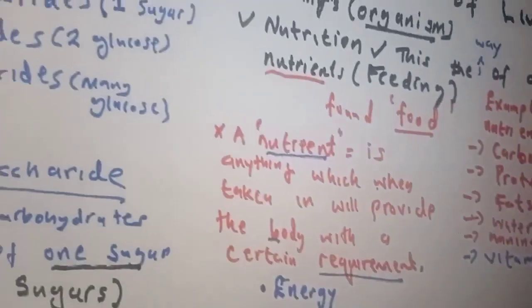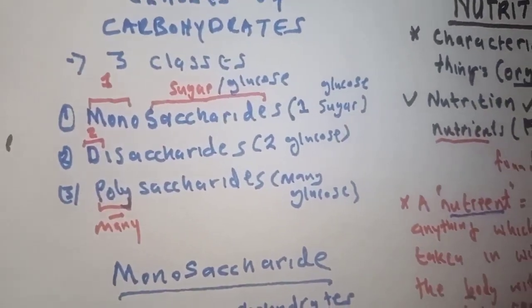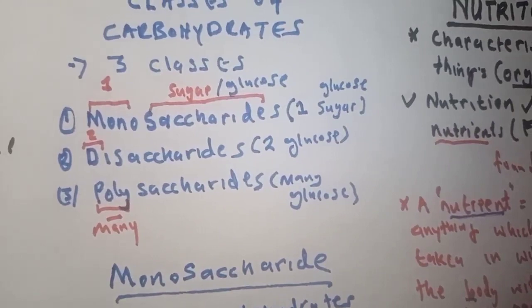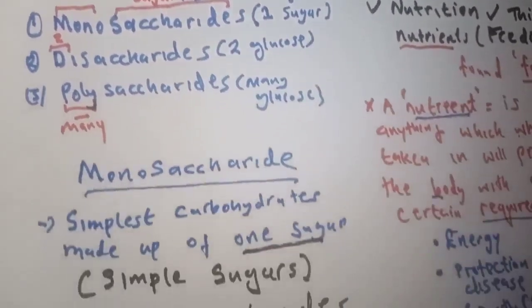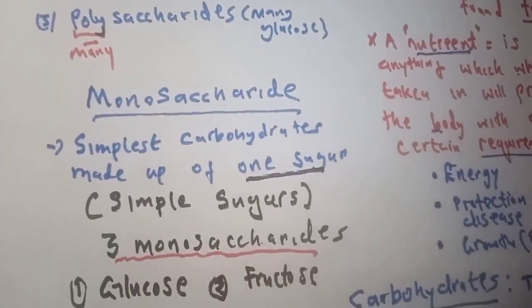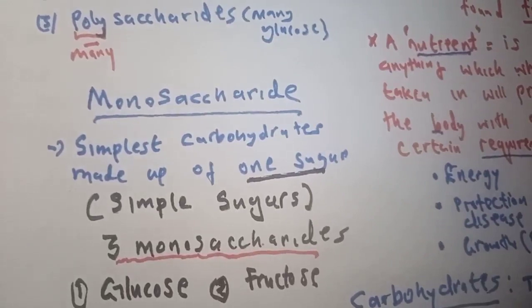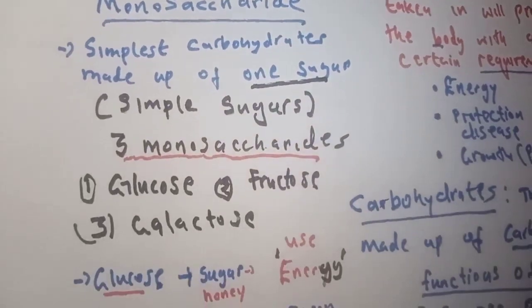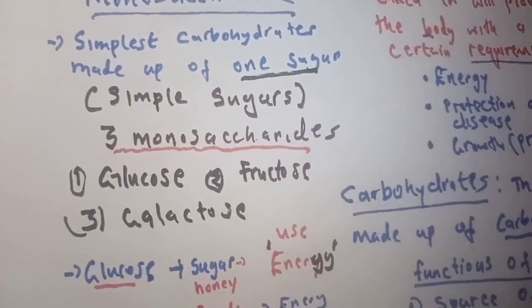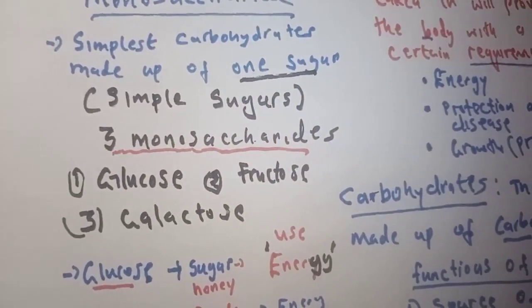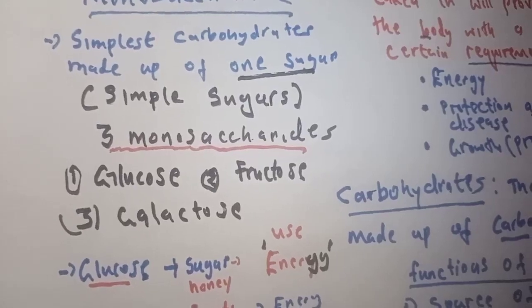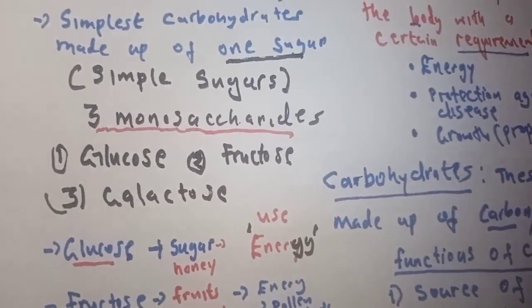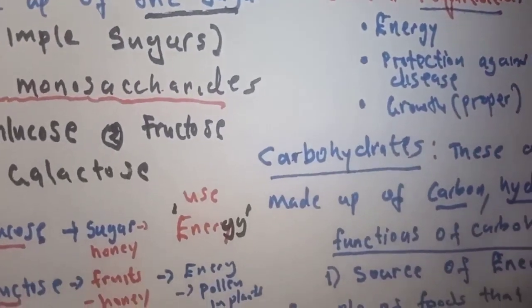carbohydrates, okay? Then we looked at the classes of carbohydrates, and these are monosaccharides, disaccharides, and polysaccharides, okay? We discussed this, and we said monosaccharides are the simplest carbohydrates simply because they're made up of one unit of glucose. Okay, so the types here are glucose, fructose, and galactose, okay? These are the monosaccharides. So we discussed this.